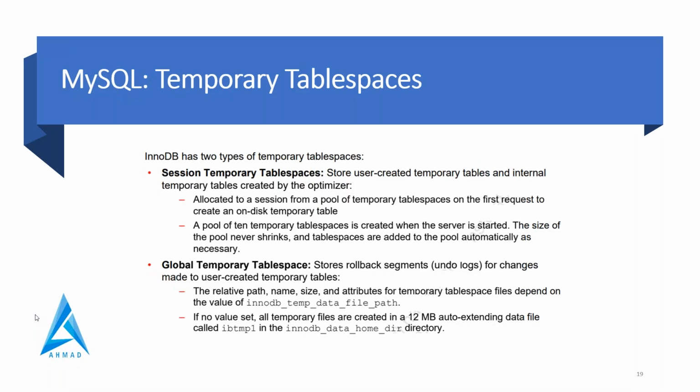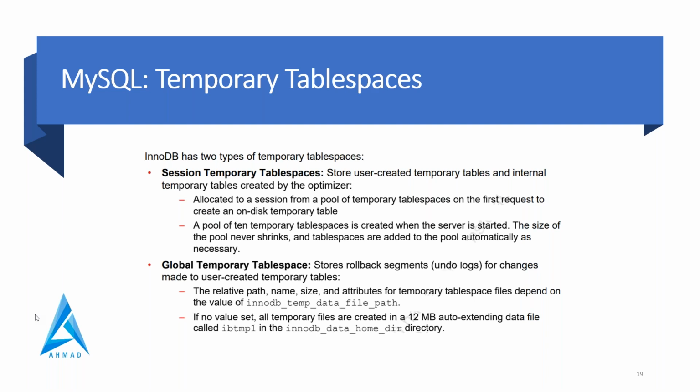Now come to the last tablespace, that is the temporary tablespace. InnoDB has two types of temporary tablespaces. One is session temporary tablespaces, the second is global temporary tablespaces. A maximum of two tablespaces is allocated to a session. One is used for user-created temporary tables, and the other for internal temporary tables created by the optimizer. When a session disconnects, its temporary tablespaces are truncated and released back to the pool. So that is an important thing.